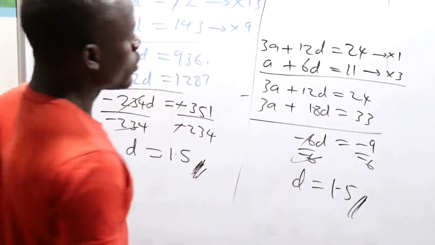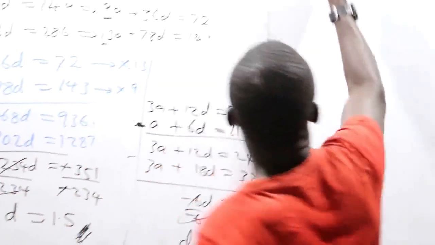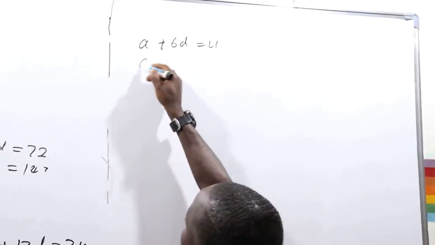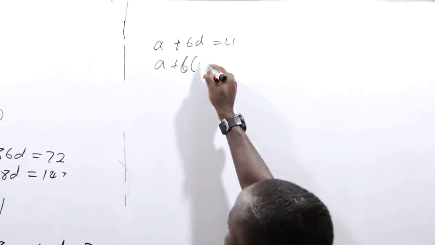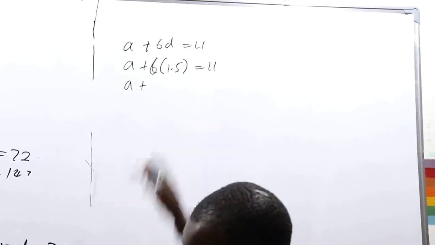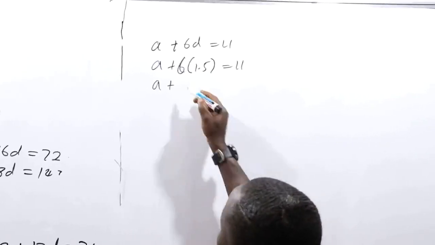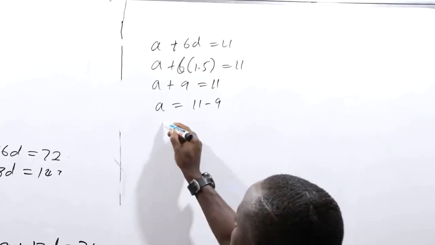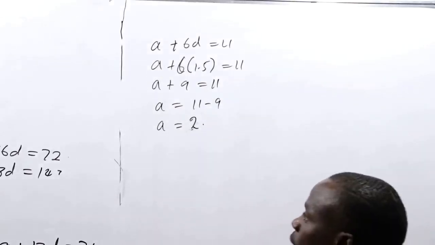So I'm going to use one of the reduced equations here to find a. So a plus 6d equals 11. Now I have a plus 6 times d, where d is 1.5, equals 11. So I have a plus 6 times 1.5, which is 9, and it equals 11. So a will be 11 minus 9, or a will be 2. That's our first term, 2.